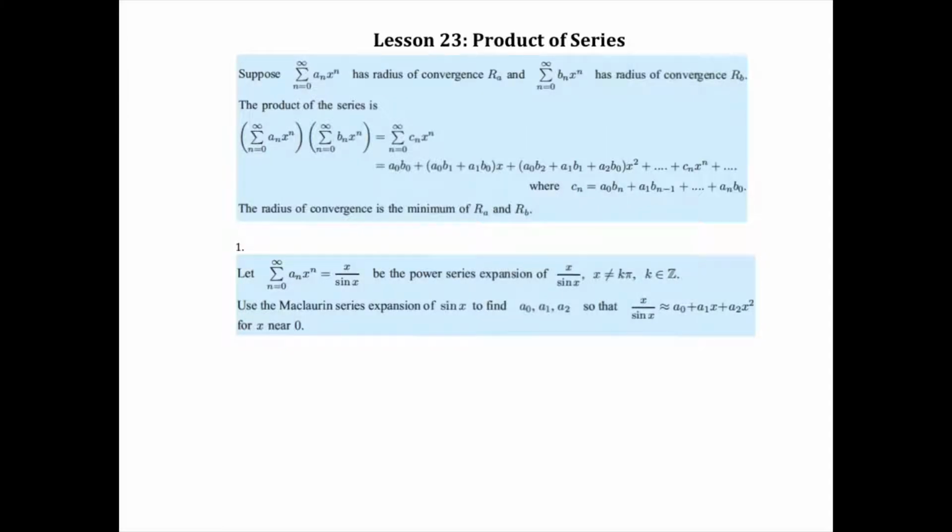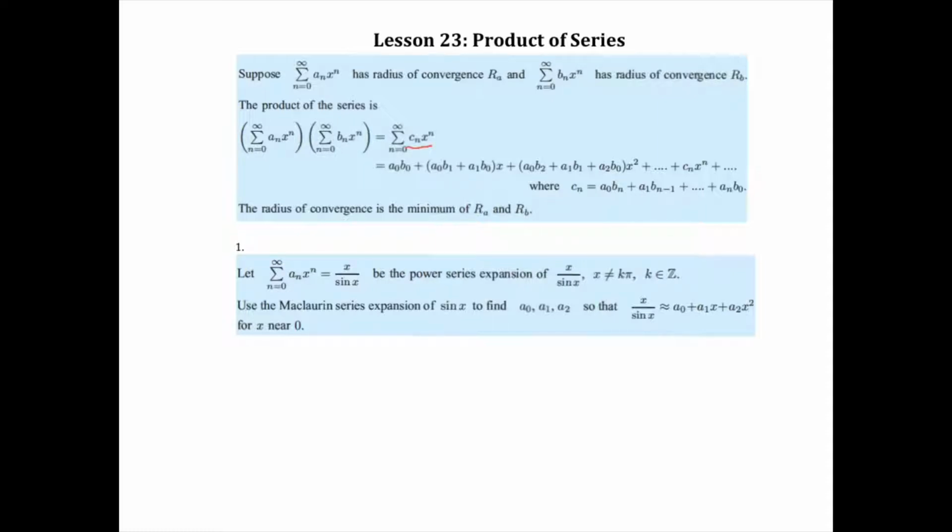So suppose the sum from n equals 0 to infinity of a_n x^n has radius of convergence Ra. And the sum of b_n x^n, as you've seen before, has radius of convergence Rb. Then the product of the series, one series times the other series, equals the sum of c_n x^n.